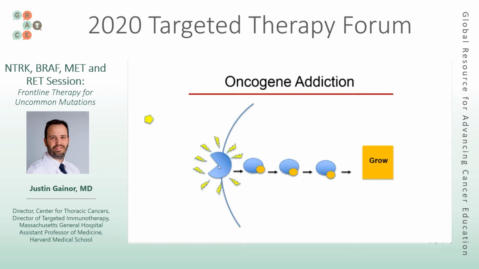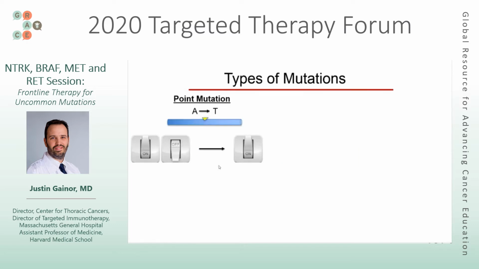It becomes addicted to it because it's easier. There are no controls to it. There's no on-off switch. It's constantly on. So as a result, these cells preferentially prefer this pathway, and so then if we block it, the cells don't know what to do. So that's really the basis for all of the targeted therapies that you're hearing today, and that applies from EGFR all the way to some of these less common alterations like NTRK.